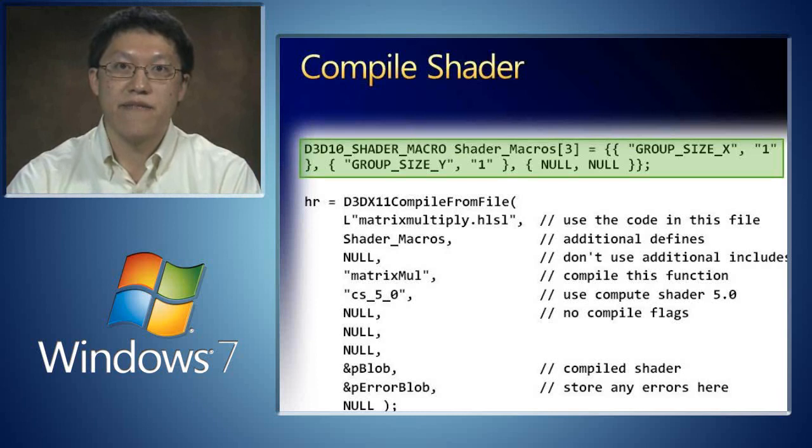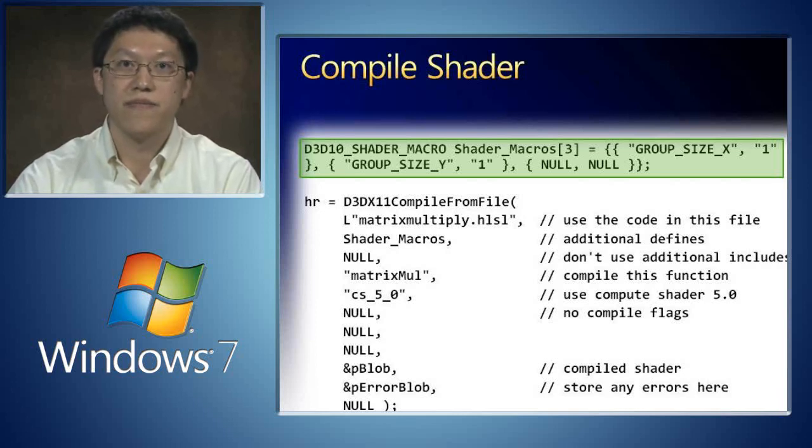Previously, I said I was going to define the group size values outside of the shaders, and this is where I'm going to do that. So here I create an array of the defines for group size X and group size Y, and pass that in during the compilation of the shader.